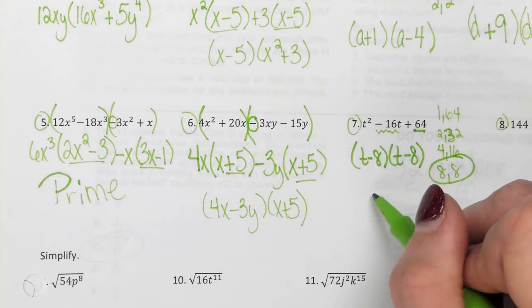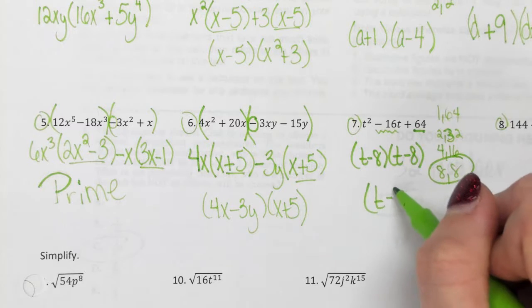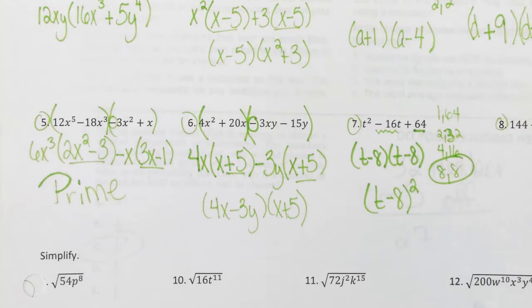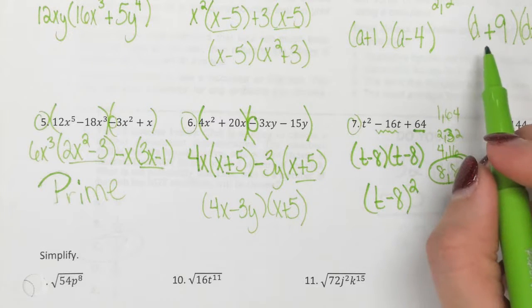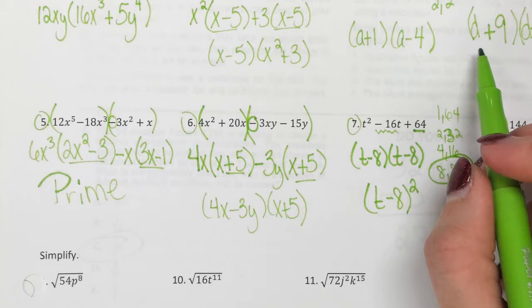It's t minus 8, squared. Perfect. Look at us. Because they're the exact same thing. It's different on 4. On number 4, they were not the same thing. One was plus and one was minus, right?